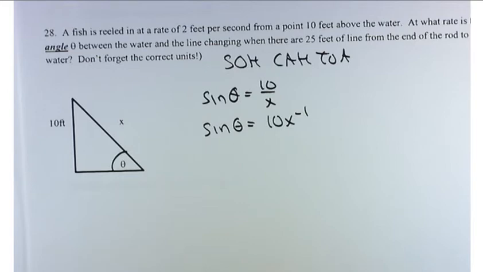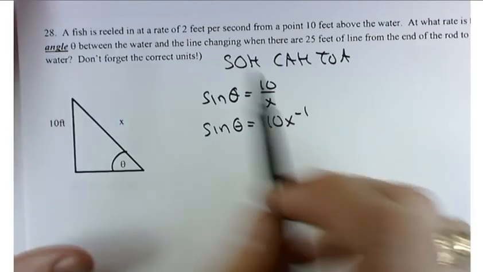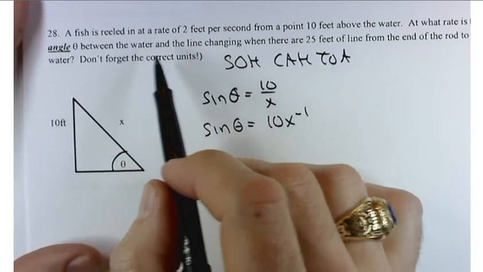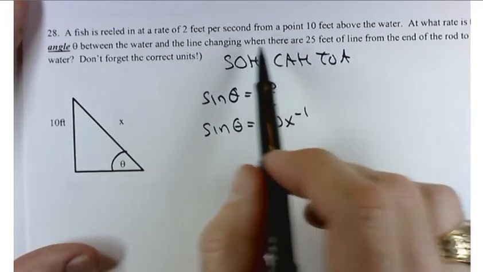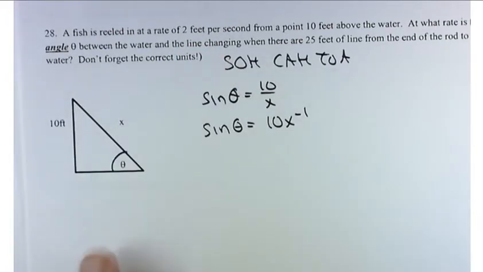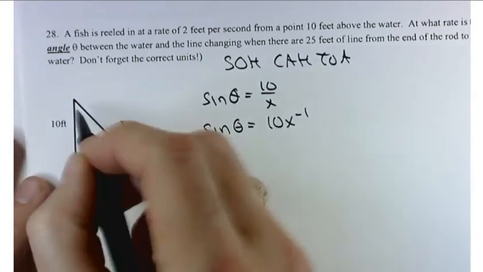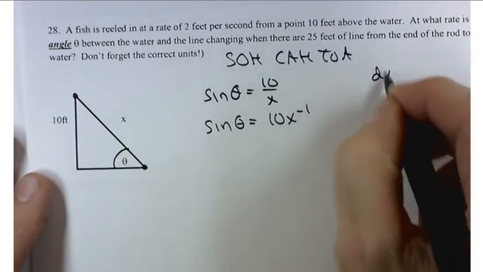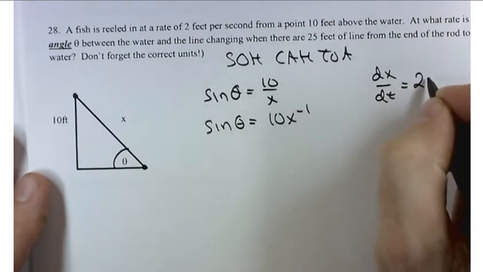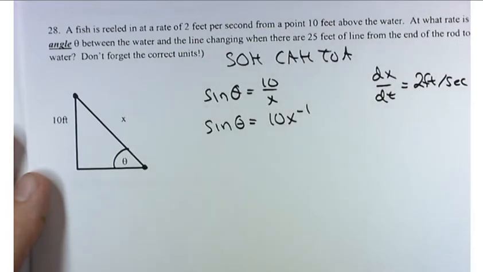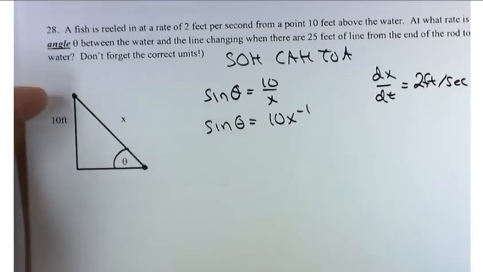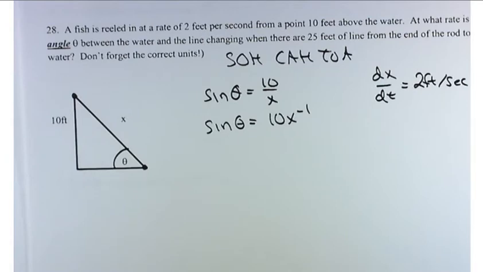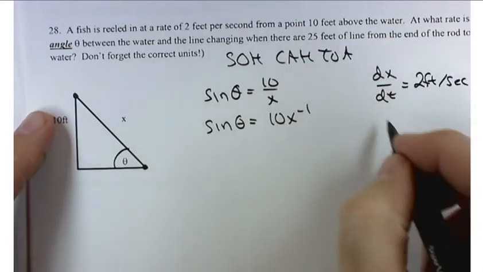Let's see. I should probably read this. It says a fish is being reeled in at a rate of 2 feet per second. What's that 2 feet per second? How would you characterize that in terms of my problem? All right, it's a rate. So dx by dt is 2 feet per second. And we're going to look at this when there's 10 feet above the water. How is the angle changing when there's 25 feet of line from the end of the rod to the water? So x is 25. We'll see where and how we're going to need that.